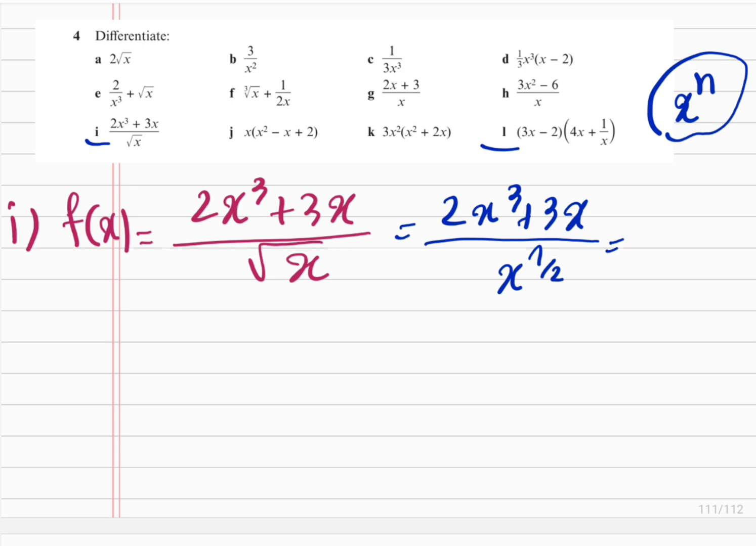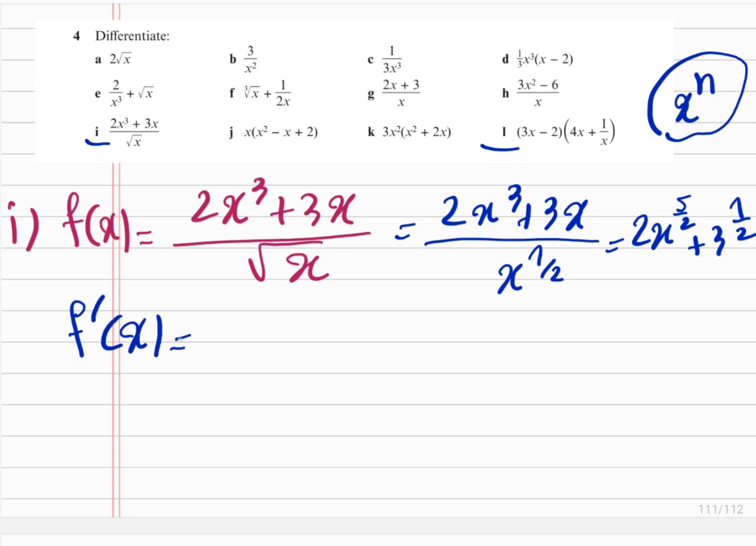So 2x cubed divided by x to the power of a half is like having, for the powers, 3 minus a half, which is equal to 5 over 2, plus, and then we have 3x, so x to the power of 1 minus a half is just a half. Now this is in the form x to the power of n, and we can easily differentiate this.